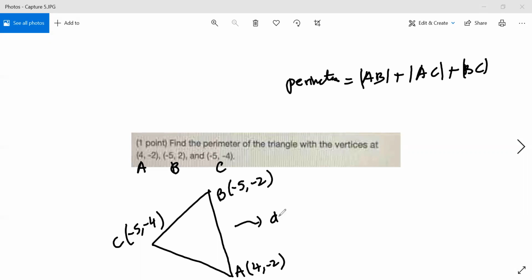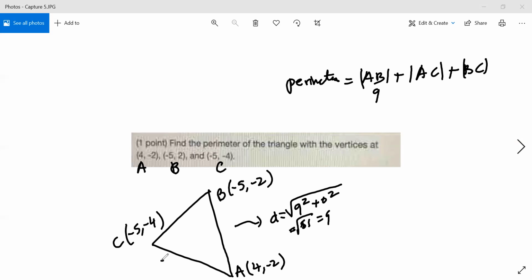By the distance formula, x1 minus x2, so then you will have 9 squared, and then y2 minus y1, that's 0. So you'll just get the square root of 81, which is 9. So this is 9.